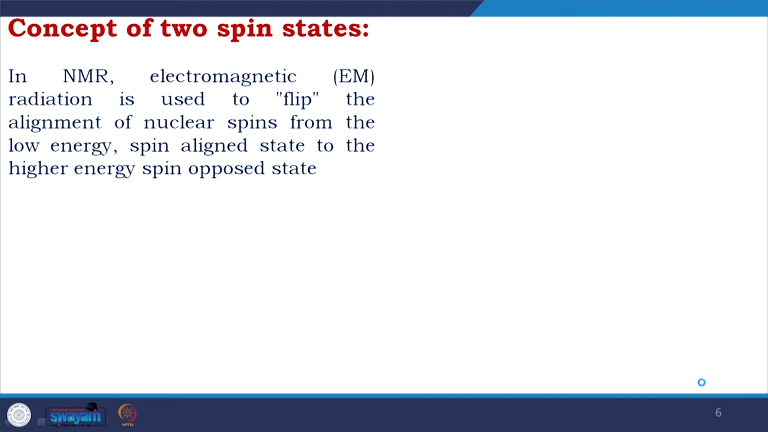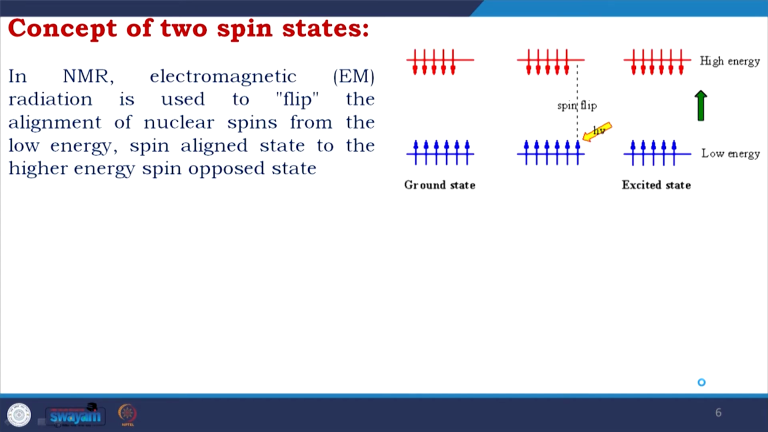In NMR, electromagnetic radiation is used to flip the alignment of nuclear spins from the low energy spin aligned state to the higher energy spin opposed state. So, you see that there are two energies, a ground state and an excited state, and there happens a spin flip.